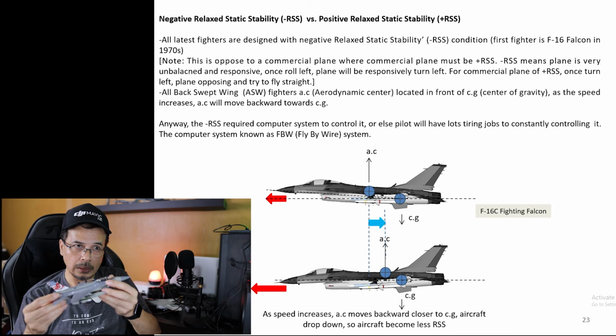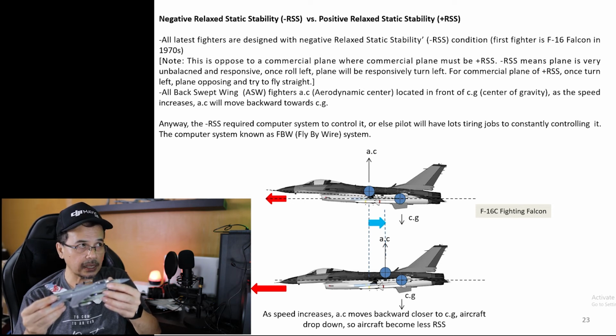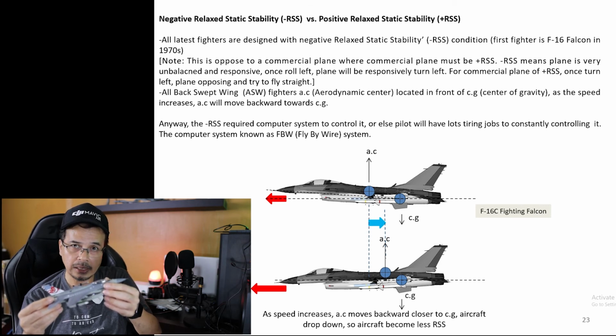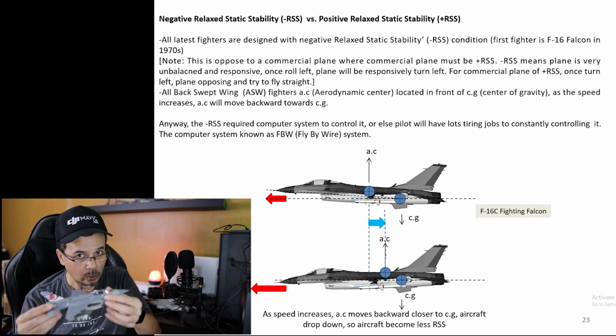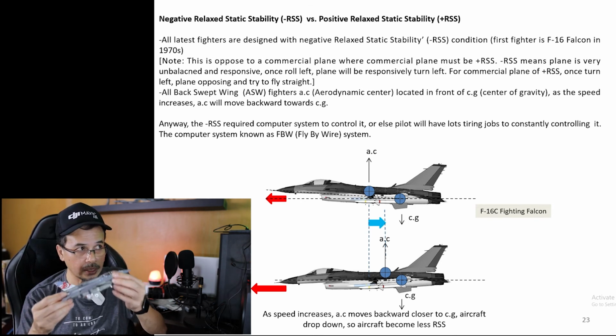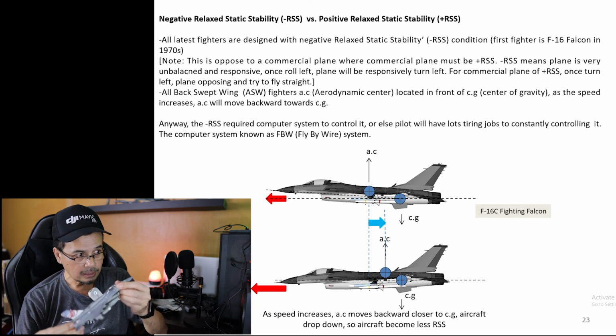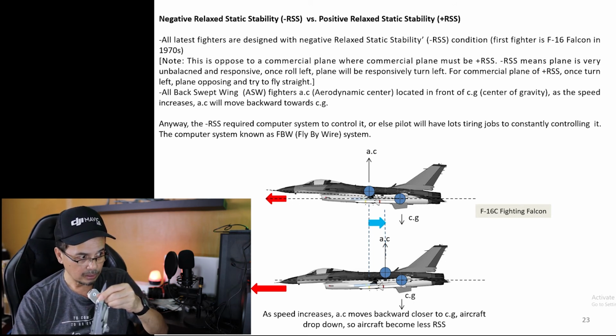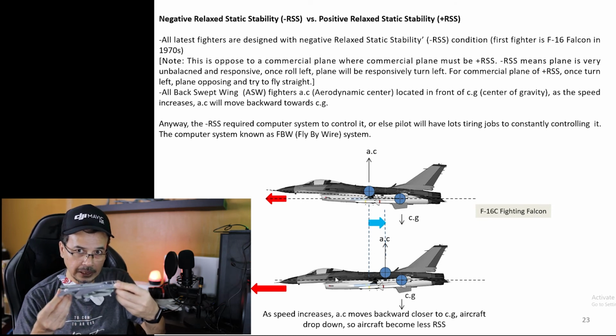So in terms of the stability of the plane, we can say that it will become less negative relaxed static stability at higher speed, which is not good, because the plane tends to become less unstable at high speed. We want the plane to be unstable for the fighter plane, as I mentioned to you, negative RSS. So as the speed increases, the AC moves backward closer to the CG, so it will have less pitch up.